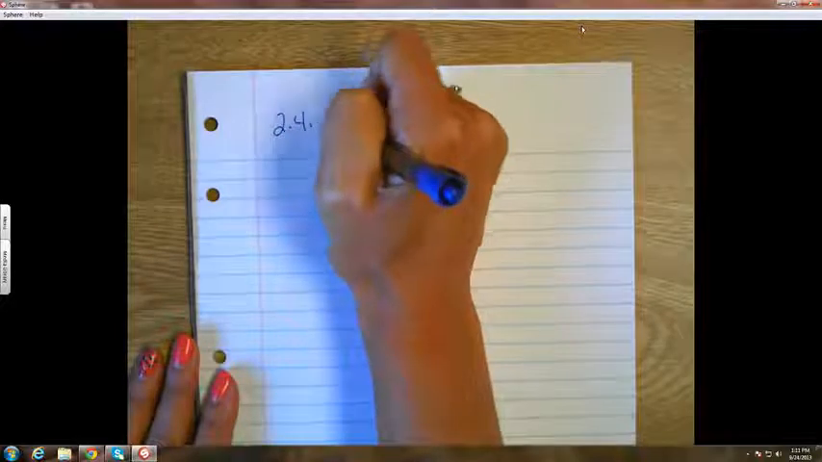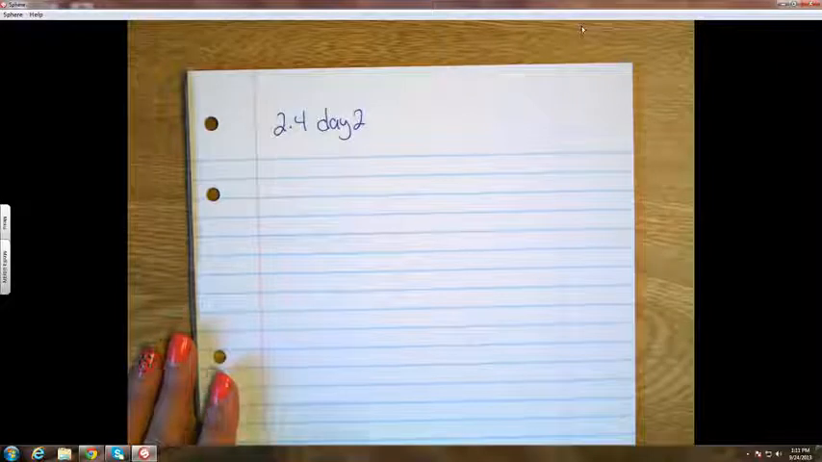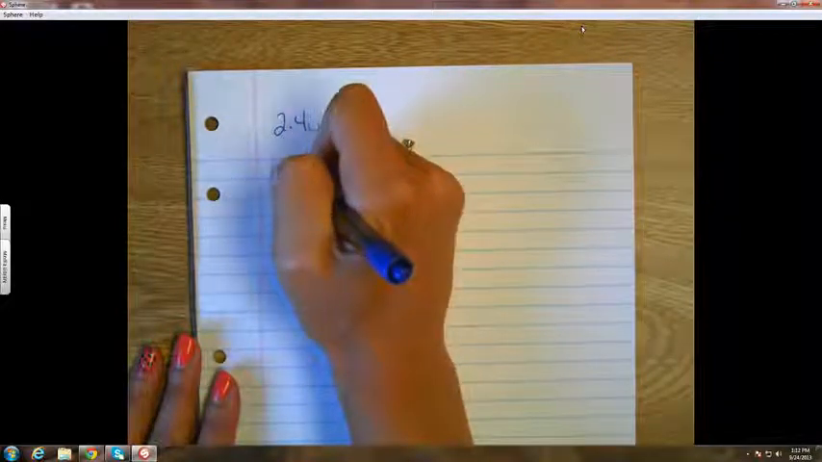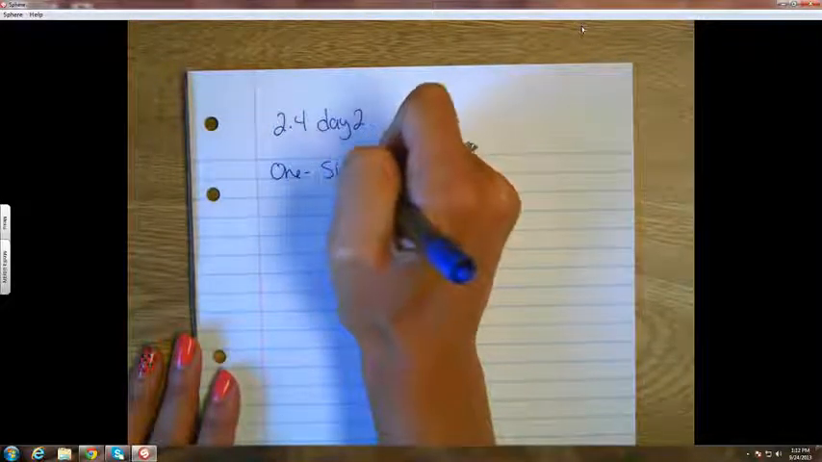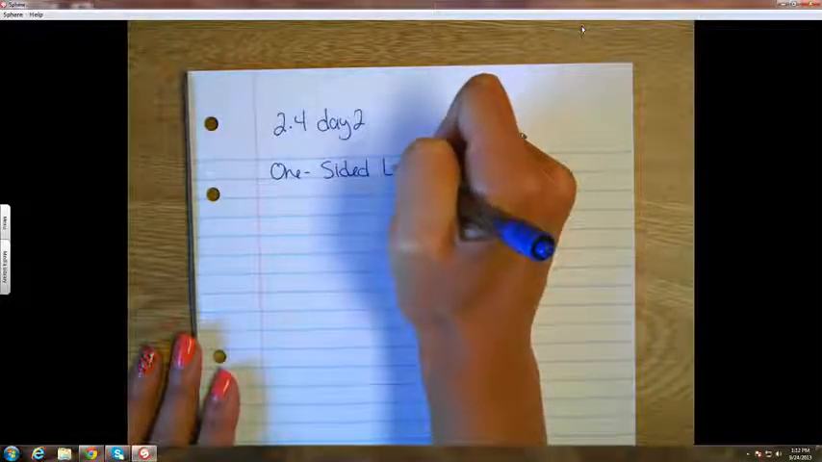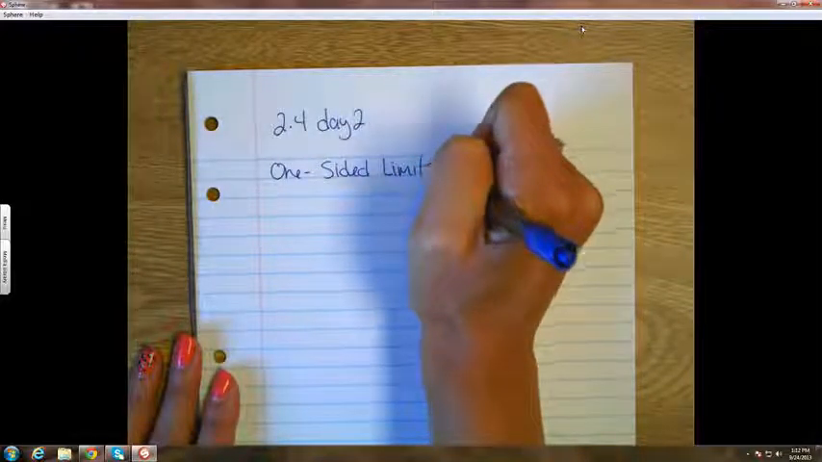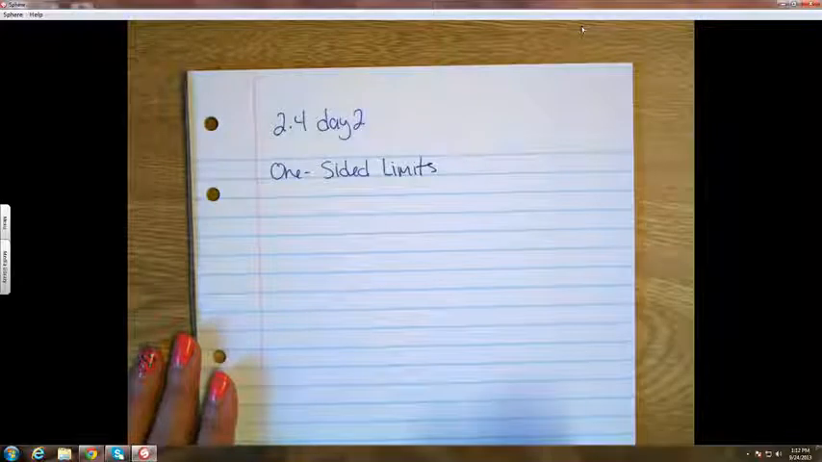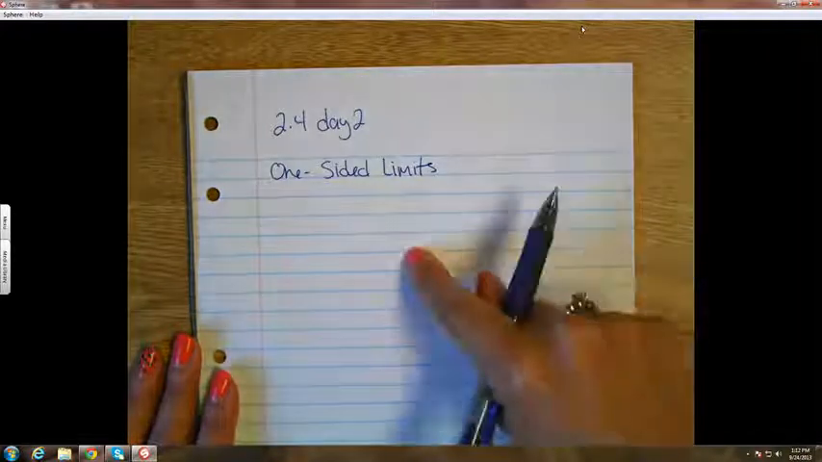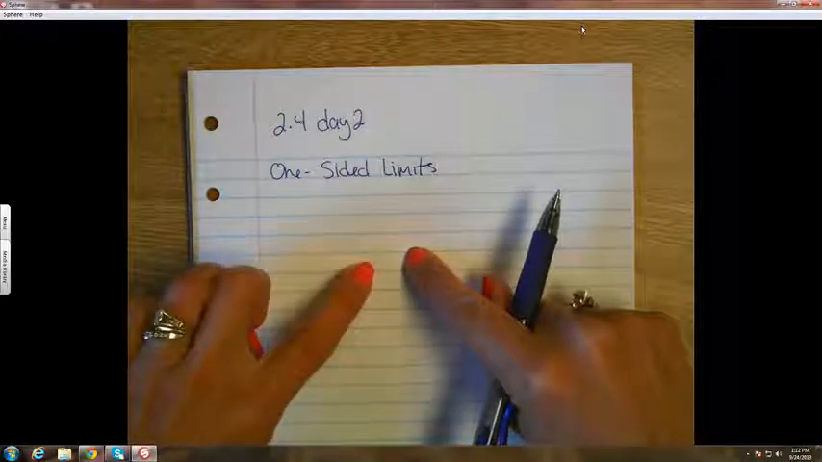Okay, 2-4, day 2, staying in this continuity section. 2-4, day 2. We're first going to talk about one-sided limits. One-sided limits. So we're going to talk about coming in to a point from the right and from the left, separately.